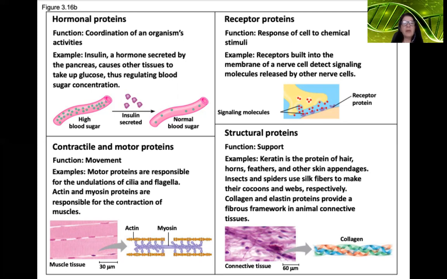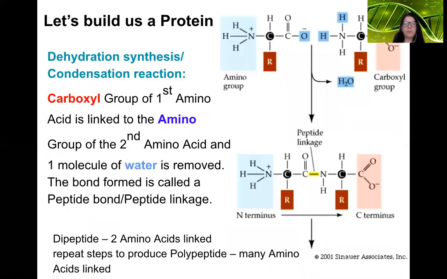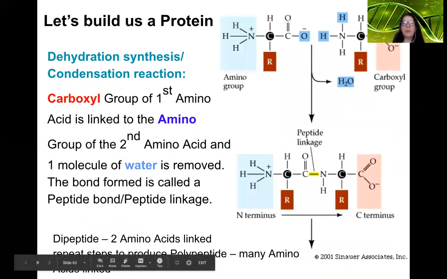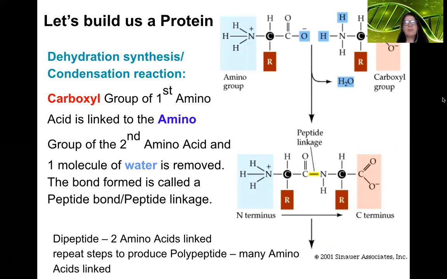And contractile and motor proteins, the last category, are proteins that are involved in movement. And this is probably the most common protein you think of. When you think protein, you think muscles, right? Muscle movement, muscle contraction is brought about by two classes of proteins, actins and myosins. And they're responsible for muscle contraction. Okay, now that we have examined all the different functions of proteins, let's build us a protein.